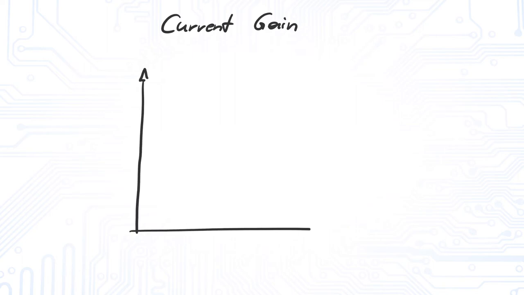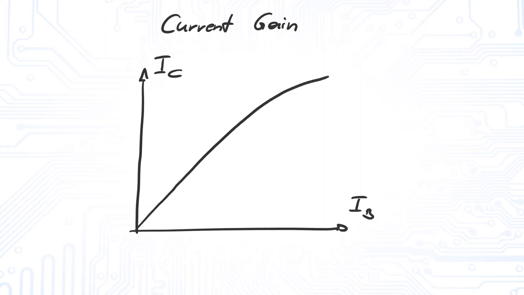Another characteristic between input and output is the current gain, which relates the base current IB and the collector current IC. The curve is an almost straight line, and its slope is determined by the current gain B.